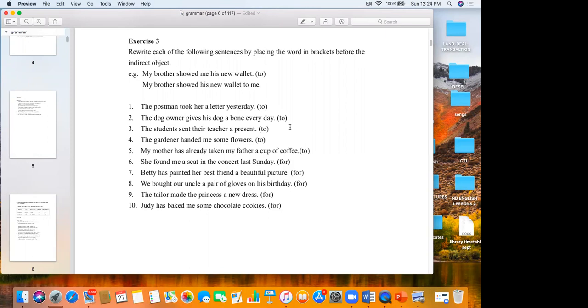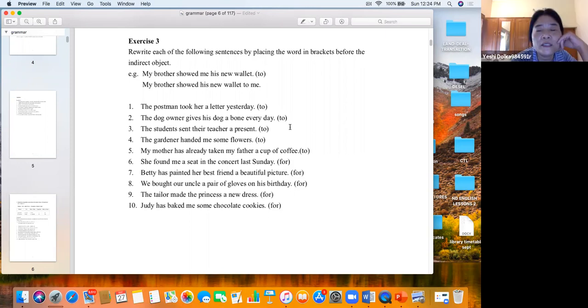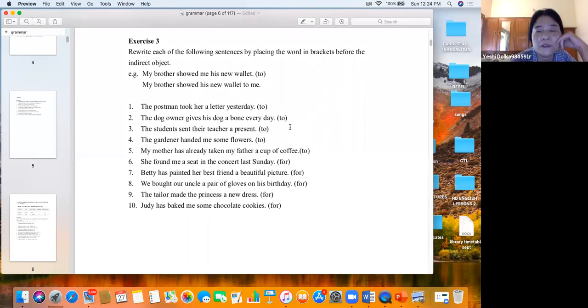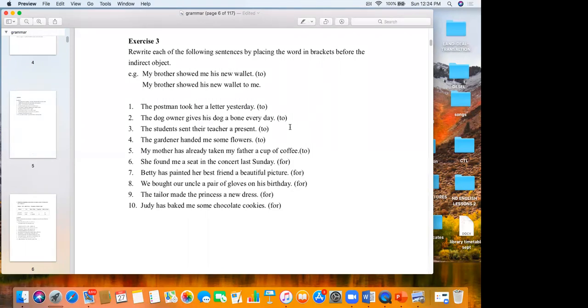My mother has already taken a cup of coffee to my father. My mother has already taken a cup of coffee to my father. Okay. Yes.